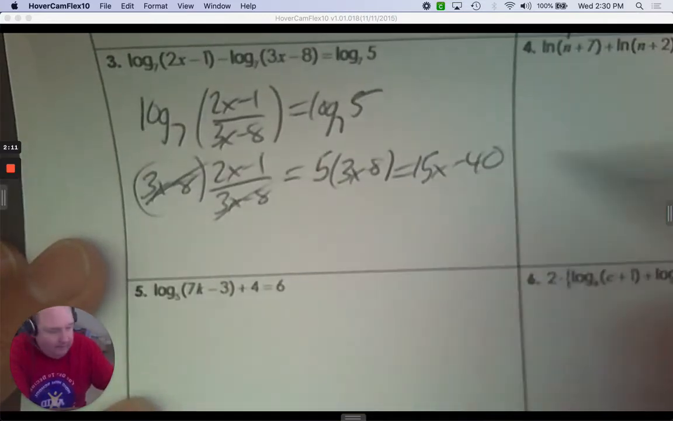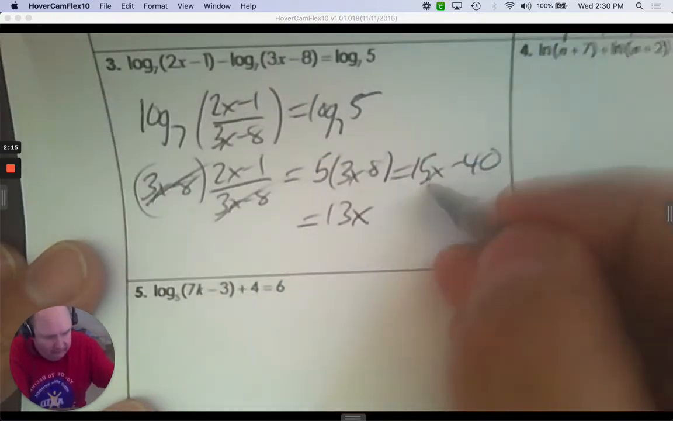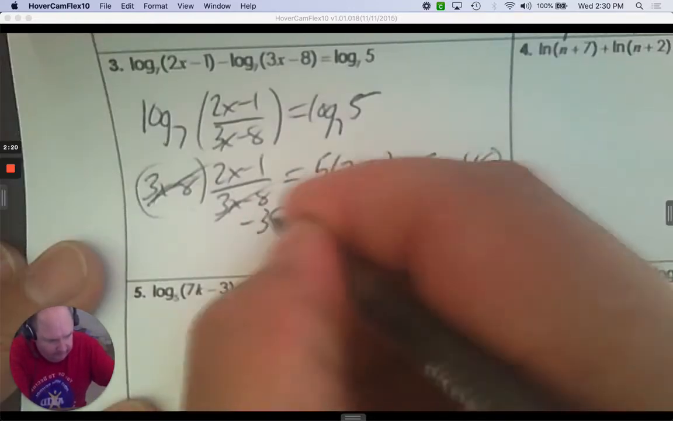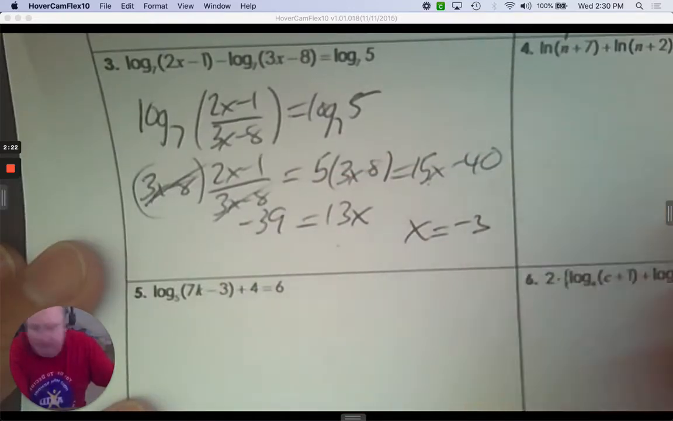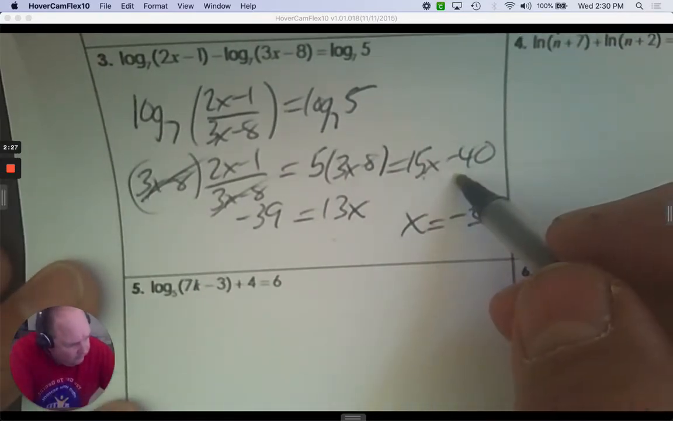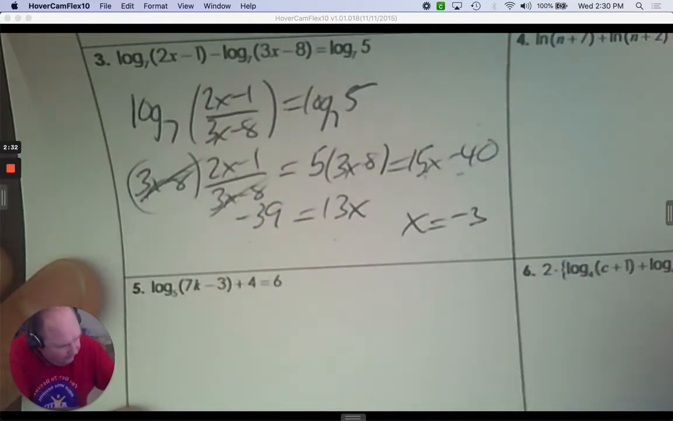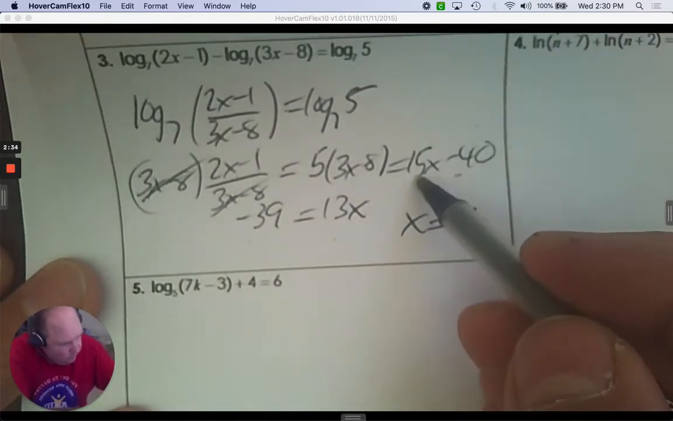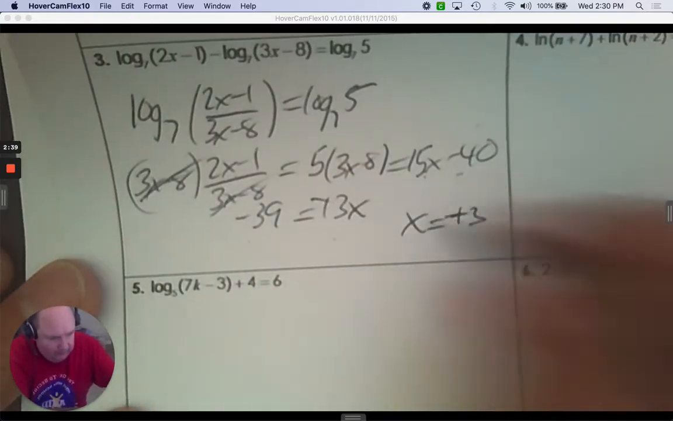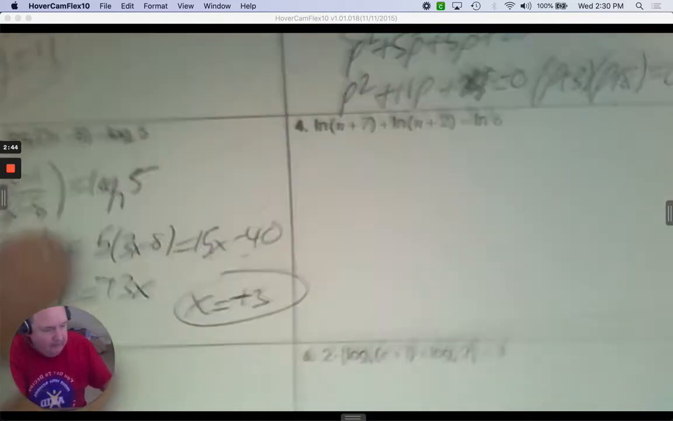Now we're going to combine like terms. So I'm going to subtract 2. 15 subtract 2 is 13. I'm going to add 40 to -1. And then divide. And you get the answer -3, right? So it's here. So if I add 1, I get -39. This is -13, so that's going to be a +3. And +3 works.